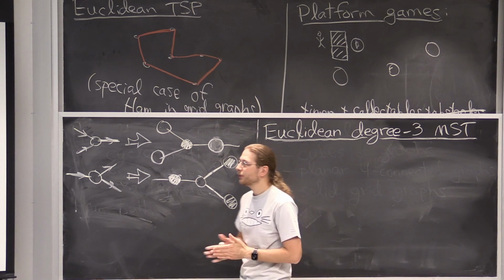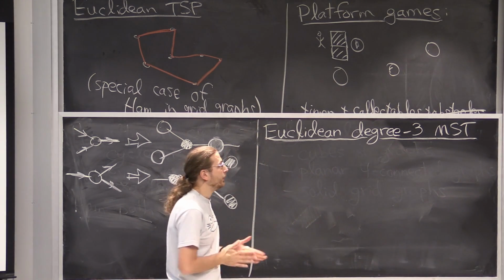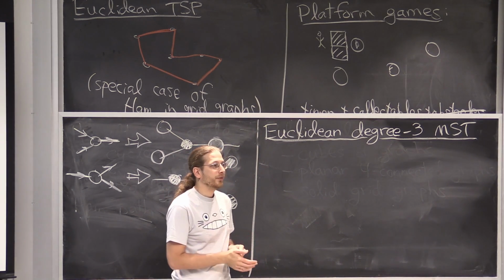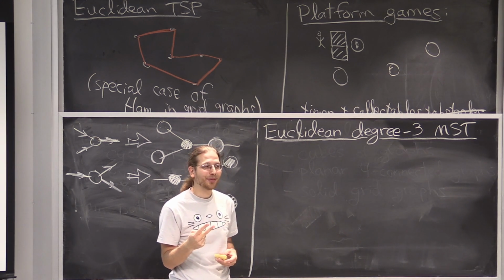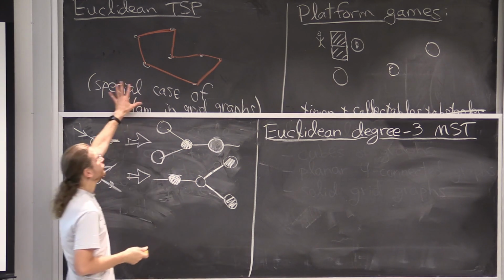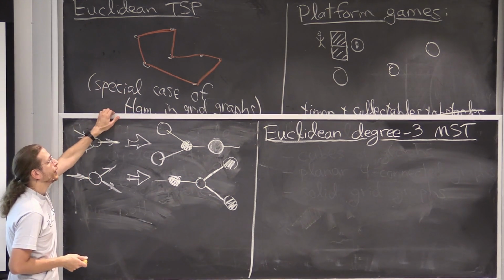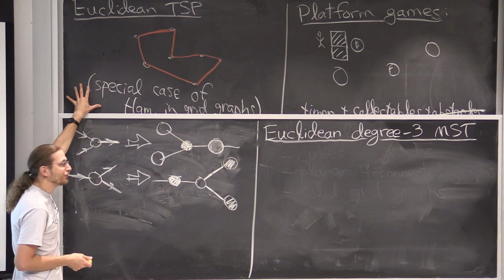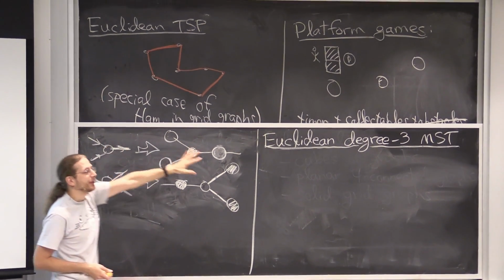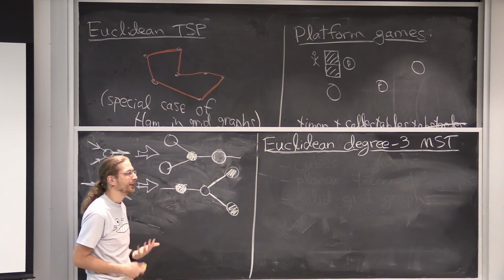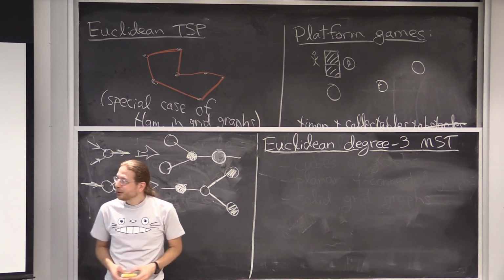If I say, well, I want a minimum spanning tree where all of the vertices in the tree have max degree 2, that is Hamiltonian path, or I guess really traveling salesman problem. So we already proved Euclidean max degree 2 minimum spanning tree is hard. What about max degree 3? Does the branching make it easier? And the answer is no.